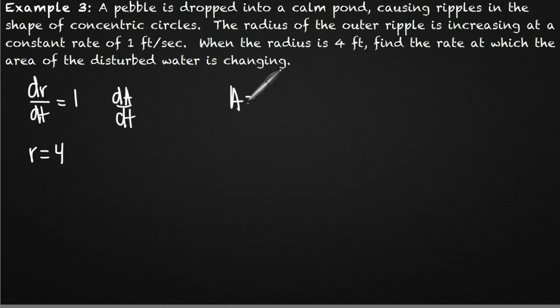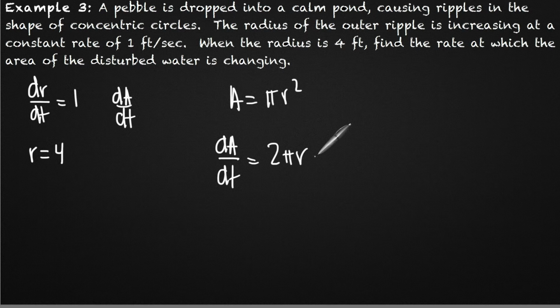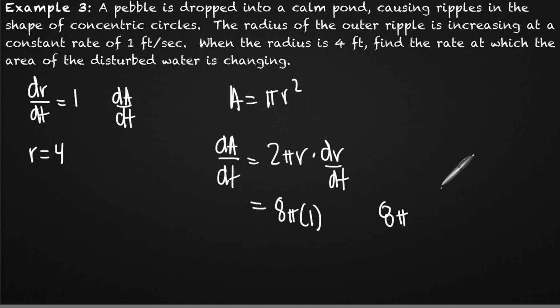So we know that the area of a circle is pi r squared. So we take the derivative with respect to t all the way across. So dA/dt is equal to 2 pi r and then times the derivative of r, which is dr/dt. All right, we know that r is 4, so we plug that in. So that's going to make that 8 pi. And dr/dt was given to us as 1. So the area is changing at a rate of 8 pi. And since it's area, it will be feet squared per second. Square feet per second.